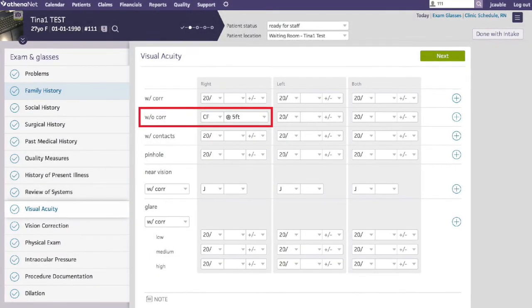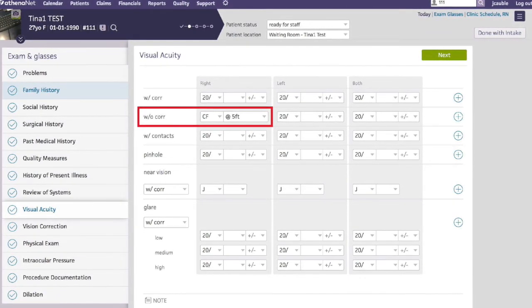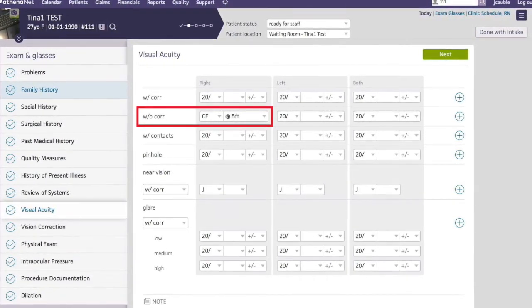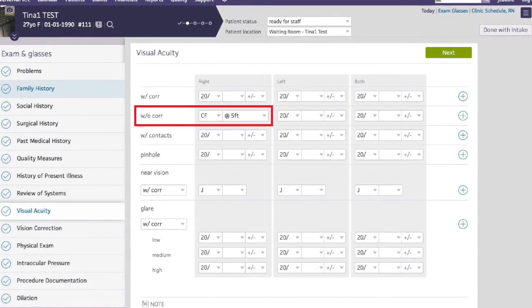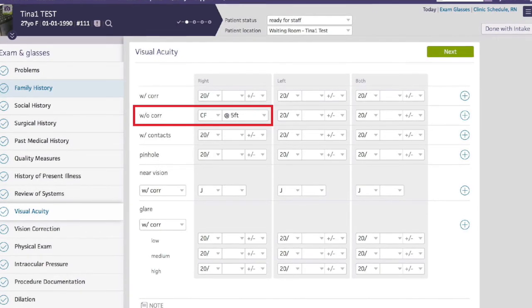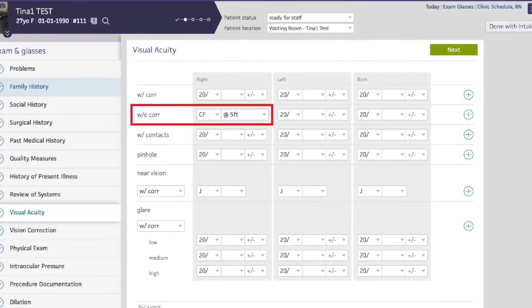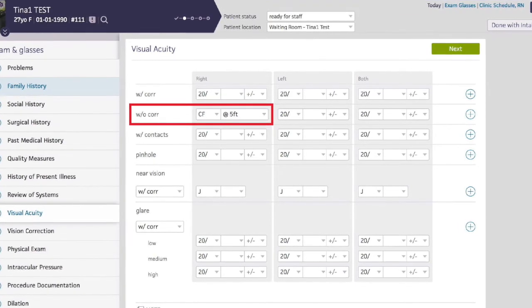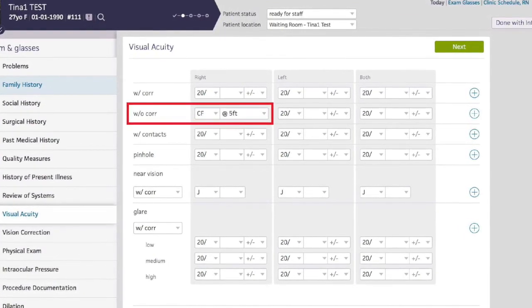Finally, you need to know how to document the patient's vision if they are not able to see the biggest letter on the Snellen chart. The next step below is count fingers, abbreviated CF. Stand 5 feet away from the patient, or roughly halfway between the Snellen chart and the patient, and hold up different numbers with your hand and see if they can recognize your fingers. If they can, their vision is count fingers at 5 feet.